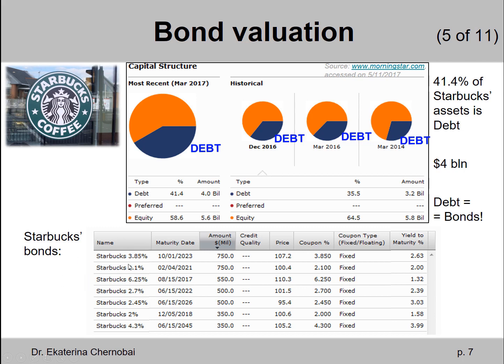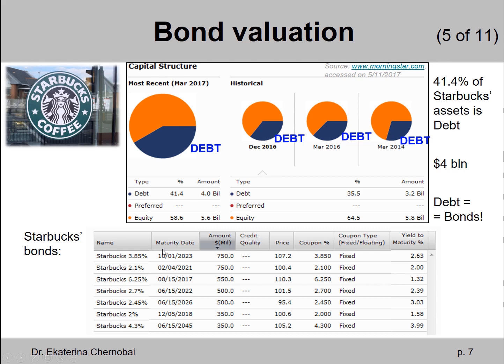For example, the percentage here, 3.85%, is the coupon rate, right? It's also repeated in the coupon percentage column, 3.85%. The second row shows a 2.1% coupon rate, right? So you would take this percentage and multiply by the $1,000 face value. That would give you the coupon amount paid every year.